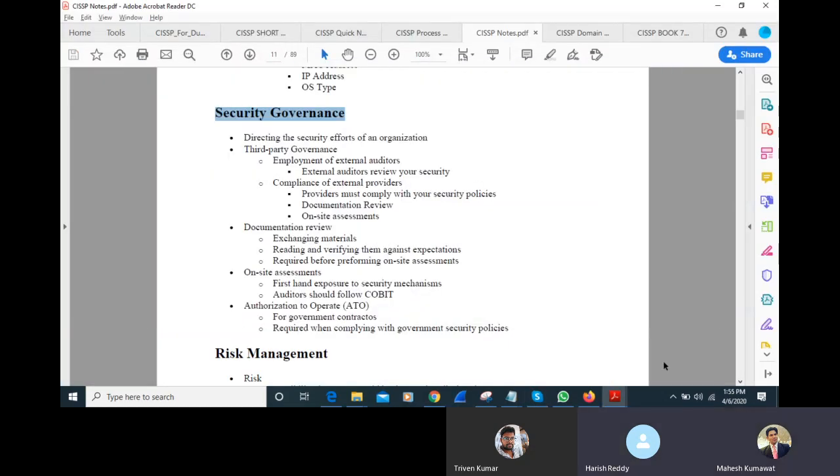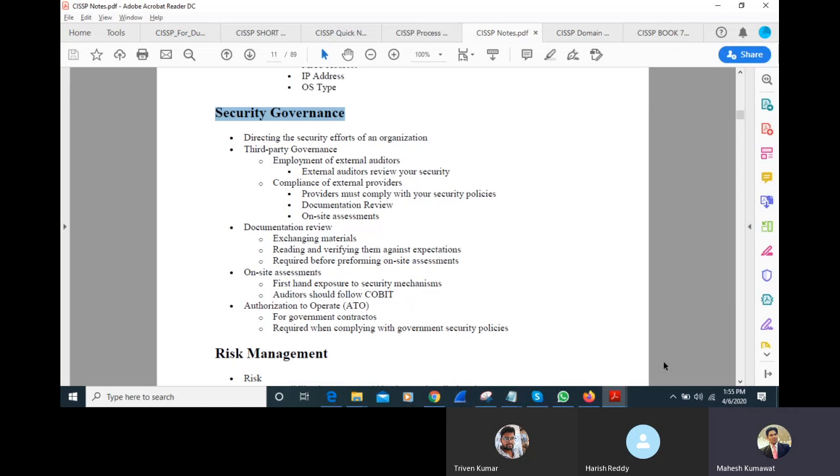So security governance is basically directing the security efforts of organizations. So third-party governance, documentation review, on-site assessments, authorization to operate. Okay, so we're talking about third-party governance, the employment of external auditors, who review your security. So in your company, an external person from a different company will check and review your security, not your own company. That is third-party governance.